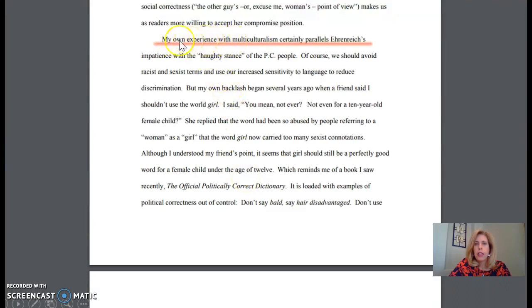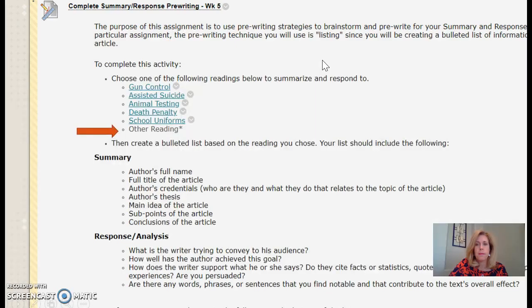Notice that the writer of this article then draws on their own personal experience to relate. That's a good example of what you can do when you are doing a summary response. Okay, you've summarized the article, you've said what you like or dislike about it, and now make a connection to this. So, my own experience with multiculturalism certainly parallels, and you go on to explain how that's the case.